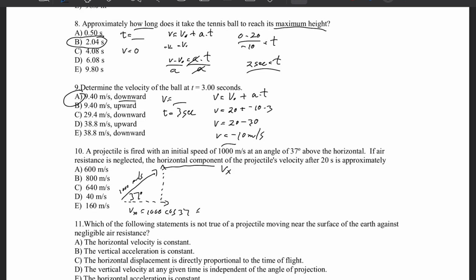Vx is calculated as the hypotenuse times cosine of the angle, 1000 cosine 37. Put that into our calculator in degree mode. Make sure you're in degree mode. I get 798.63. Best possible answer, 800 meters per second.